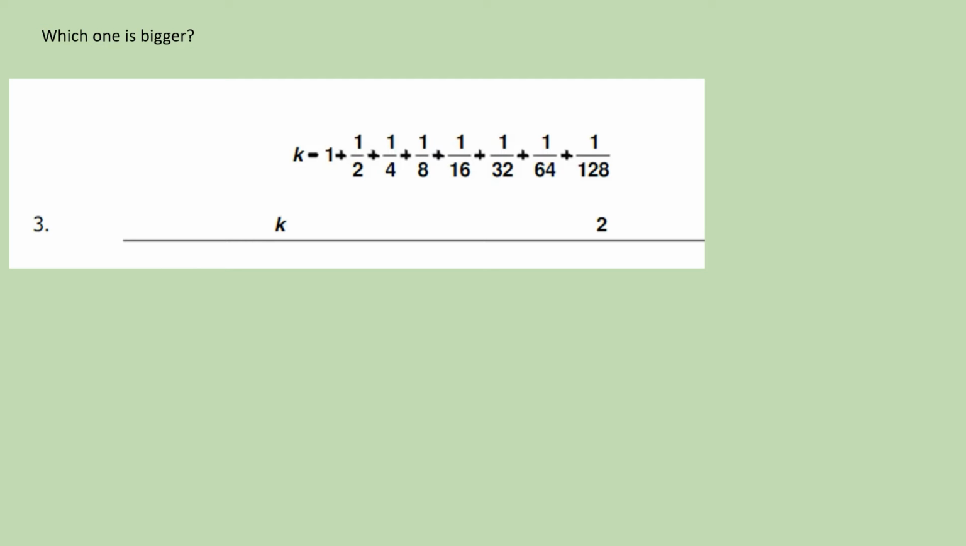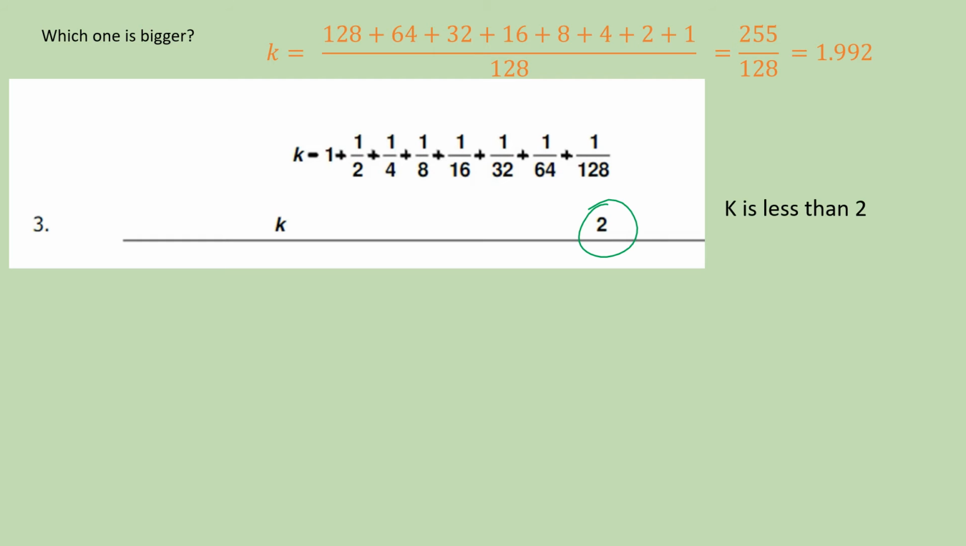Now since the K value is given, we can sum it up by taking the LCM as 128. So the whole value of K becomes 1.992. Since it is 1.992, I know that 2 is bigger, or K is less than 2.